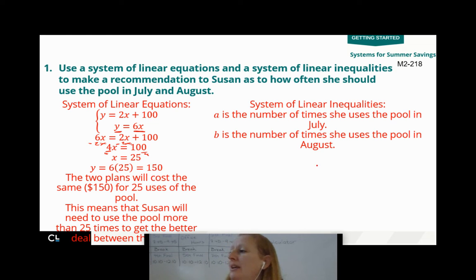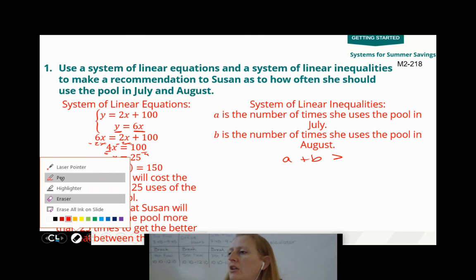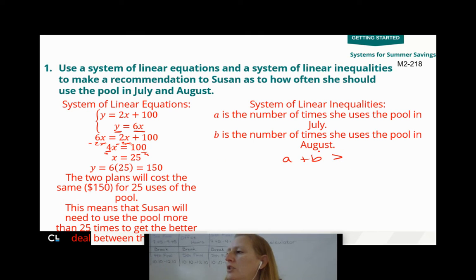So I know that A plus B has to be greater than or equal. Actually, I didn't want equal to. I wanted it to be greater than because we just want to get the better deal. So I want the number of times in July and August to be more than 25 times so that she feels like she's getting a better deal.